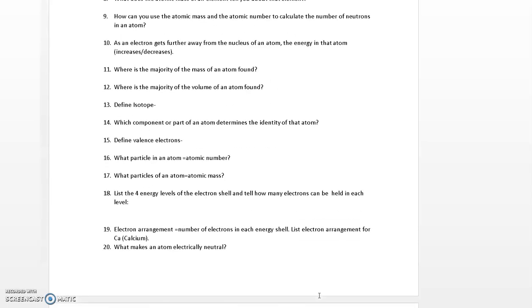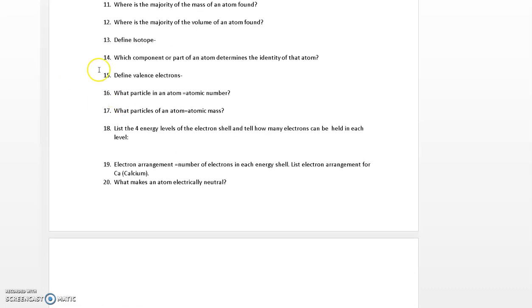Number 15, define valence electrons. Valence electrons are the electrons that are found in the outer energy level of the energy shells, or the electron shells, or you could say the electron cloud. That's the outermost level of electrons, is the valence electrons. Number 16. What particle in an atom is equal to the atomic number? We've already said this. That's the protons.